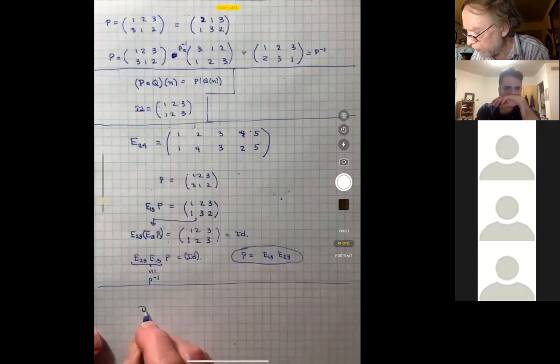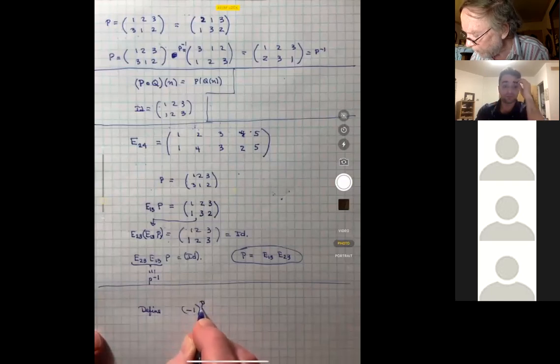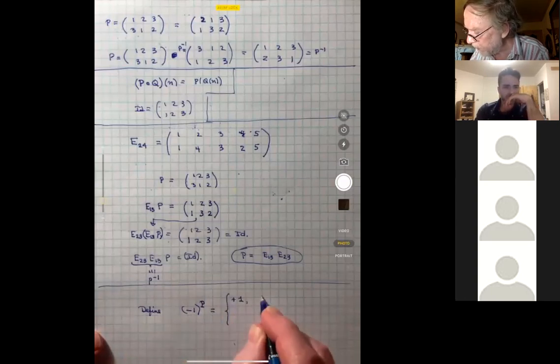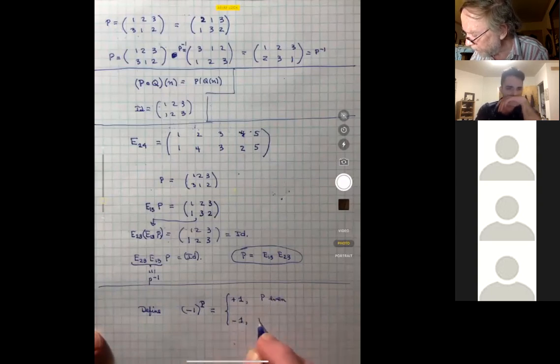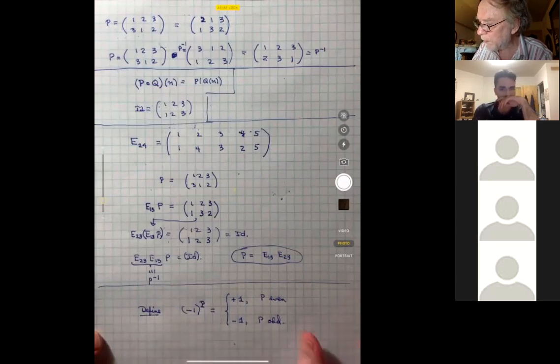This leads me to define something I'm going to call the parity of a permutation, which I'll denote by minus 1 to the p. Minus 1 to the p is just notation. Here's what it means. It means that this is plus 1 if p is even, and minus 1 if p is odd. So this is in effect the sign, if you will, or I'm calling it parity or sign. Let's call it the sign of the permutation, plus or minus 1.